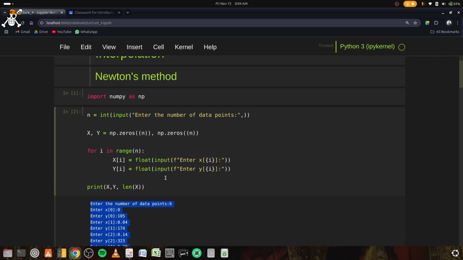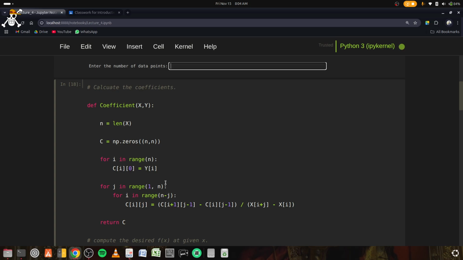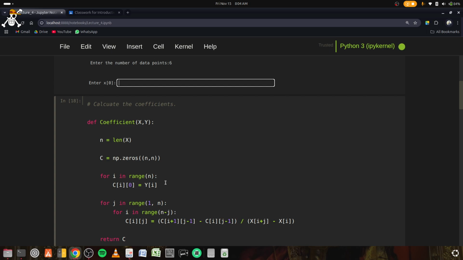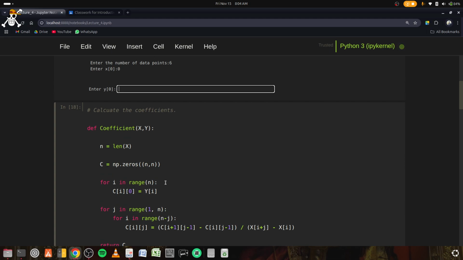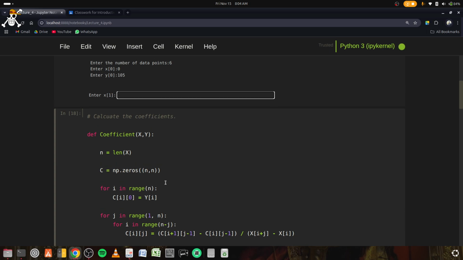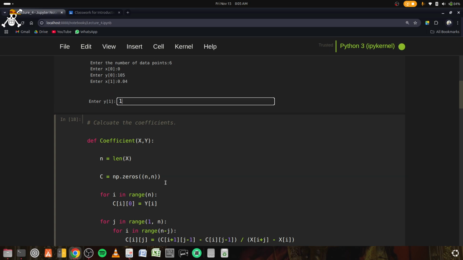So let's enter them again. The number of data points we have is 6. Suppose we are taking 6 data points. Then the value of x0 is 0 and the value of y0 is 105. This data I am taking from the table given in your note from the previous lecture. And then the value of current is 0.04 and the magnetic field value is 174.